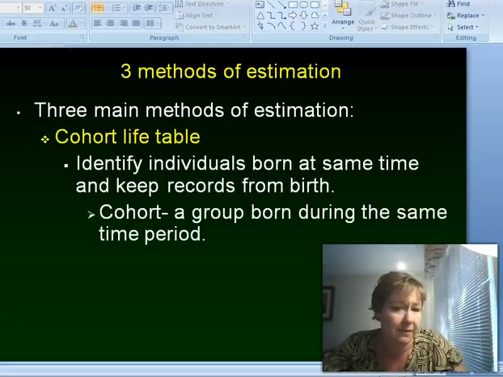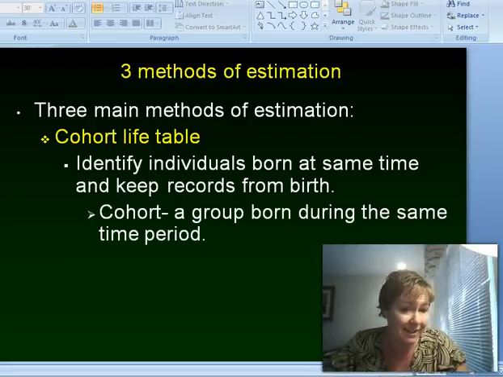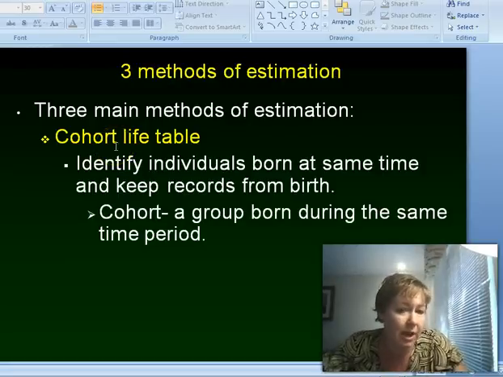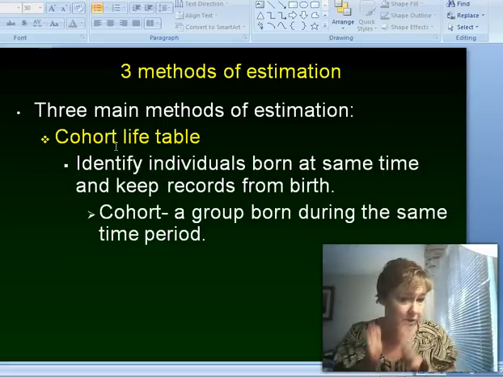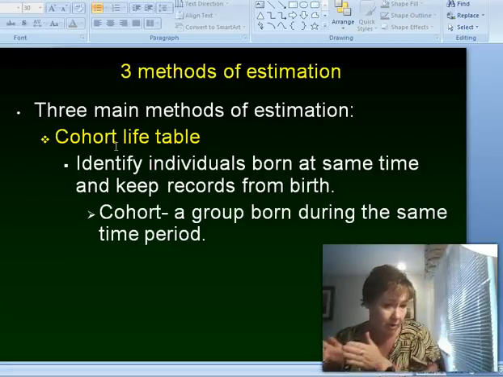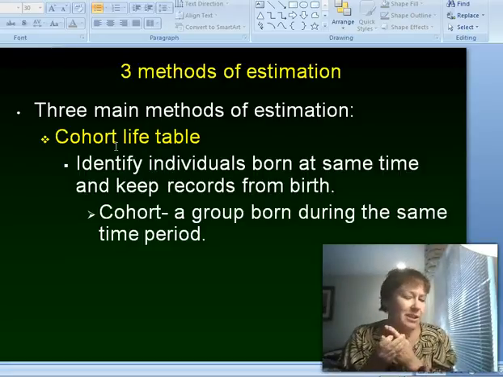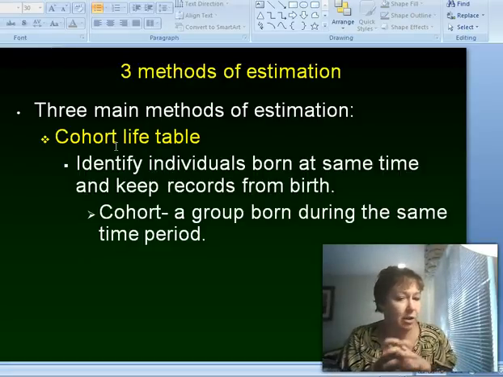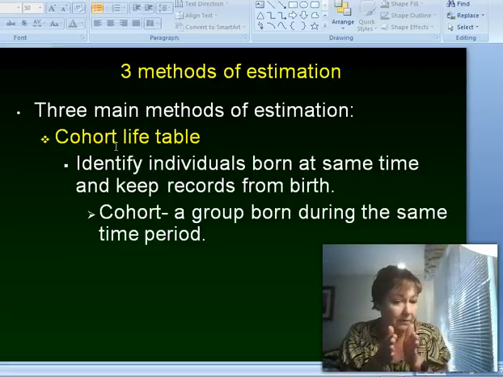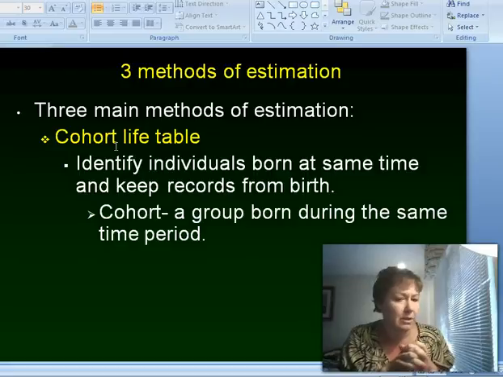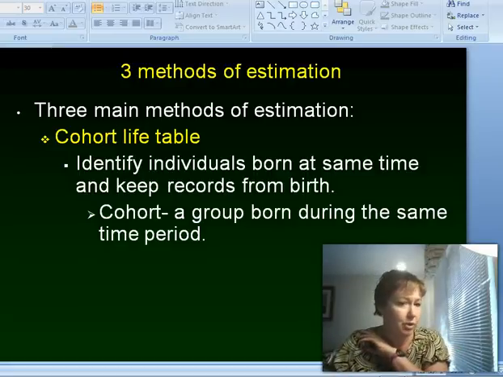Three main methods of estimating population. Yay! One of them is a cohort life table, identifying individuals born at the same time and recording their births and deaths. A cohort, by the way, is a group born at the same time and moving along. So they often give them names like Generation X and all those kinds of things. But it's typically a group that they've kept track of. You know, those that graduated from high school in 2015 are a cohort, and they're going to look at their lifespan. So a cohort life table starts you at birth and looks at you till death.